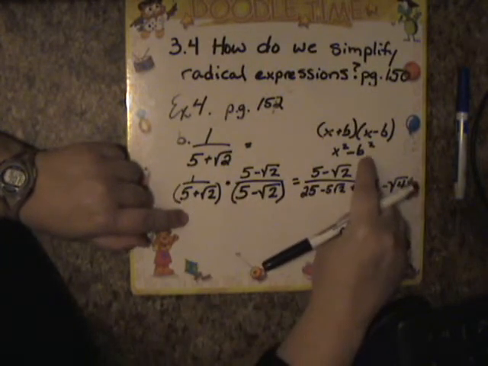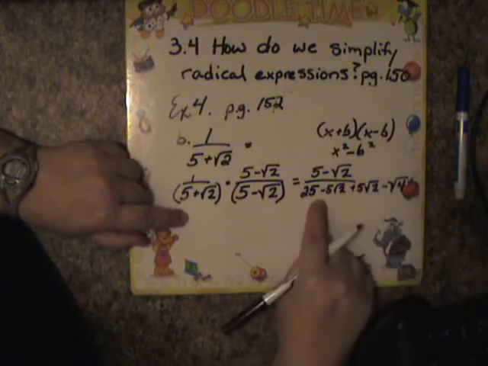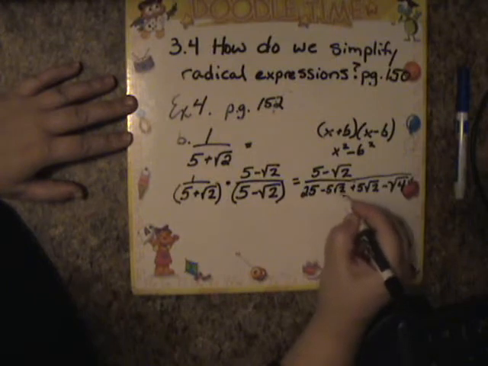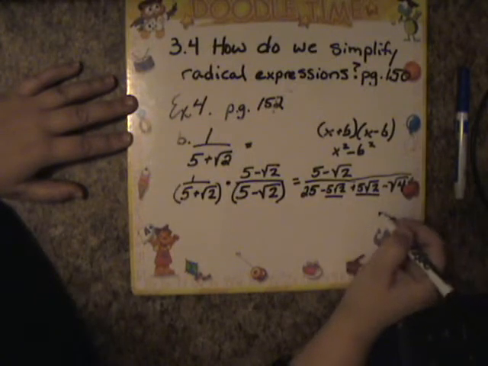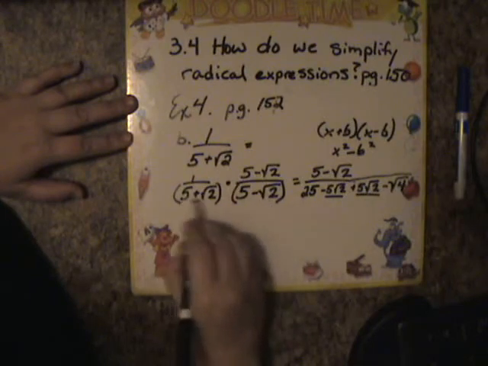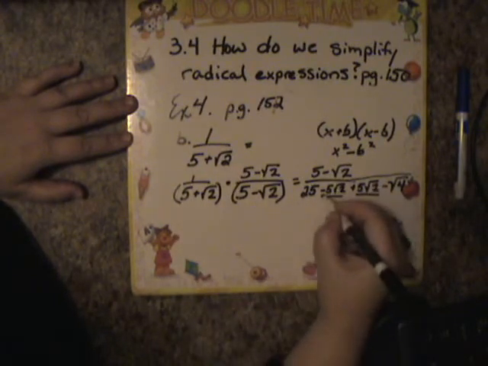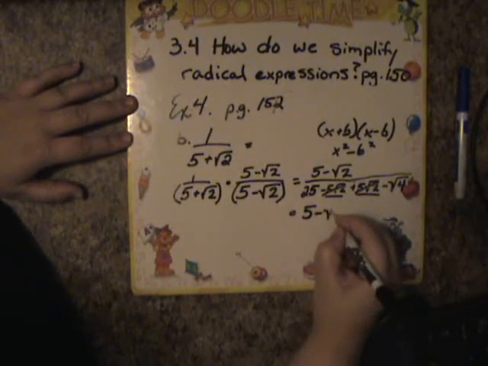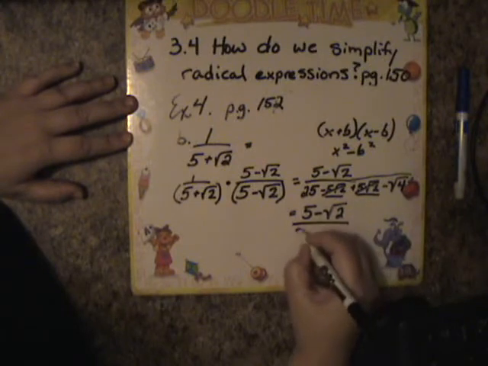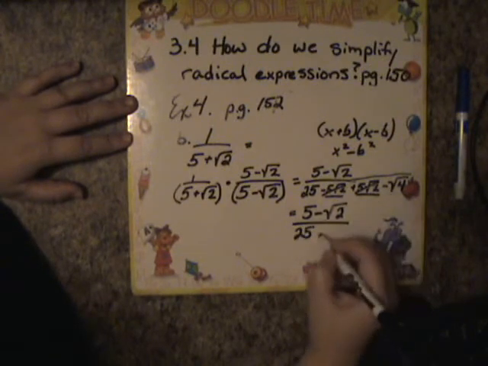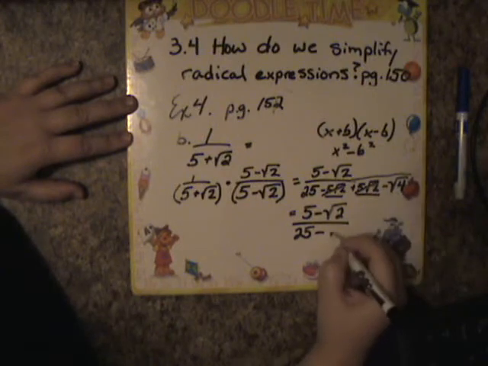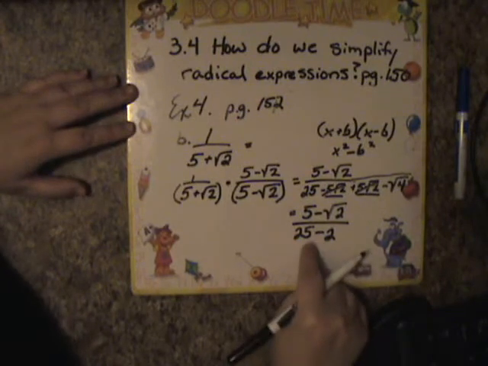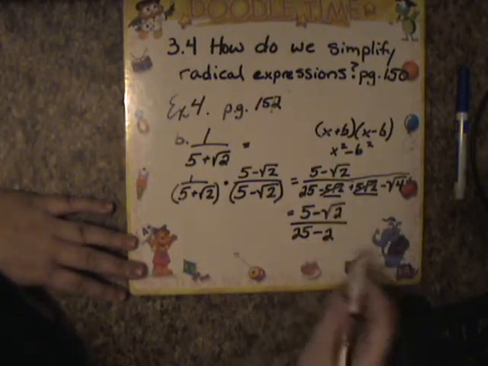Just like when we did our foiling, and we had the special product here, when we do this, notice that we have a minus 5 radical 2 and a plus 5 radical 2. It always works out that way. That's why we use those radical conjugates, because those are going to cancel. So what happens is we have 5 minus the square root of 2 over 25, and then it's going to be minus, now the square root of 4 becomes 2. So notice here we end up with a whole number. That's the beauty of using that special product, that we can get rid of that radical.